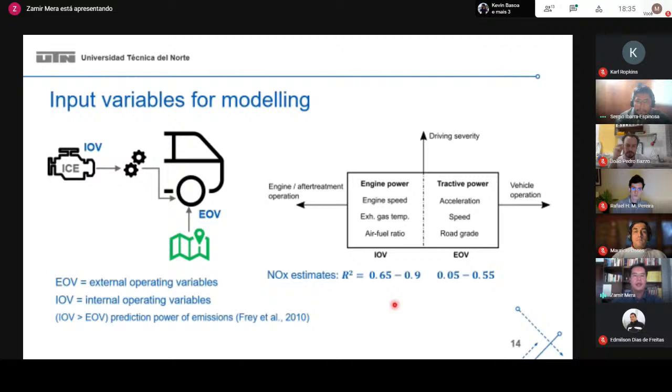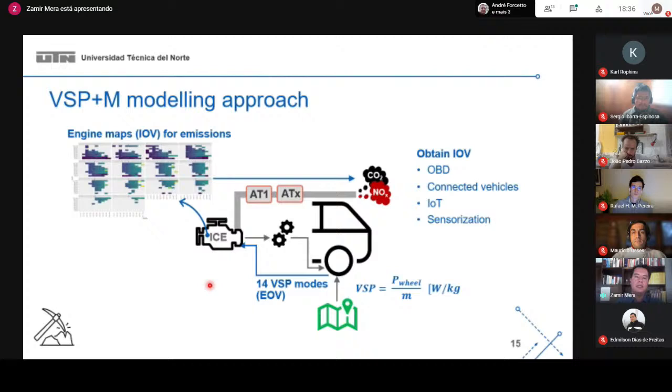It's important for modeling that we have two types of variables, external operating variables and internal operating variables. In the study of Frey, we have different emission accuracies for these two types of variables. Of course, internal operating variables better reflect the behavior of NOx emissions and can improve the emission modeling. In one paper we are writing, we try to use the modes from VSP combined with internal operating variables from engine maps. In this case, we can improve the emission accuracy relative to the conventional VSP model.